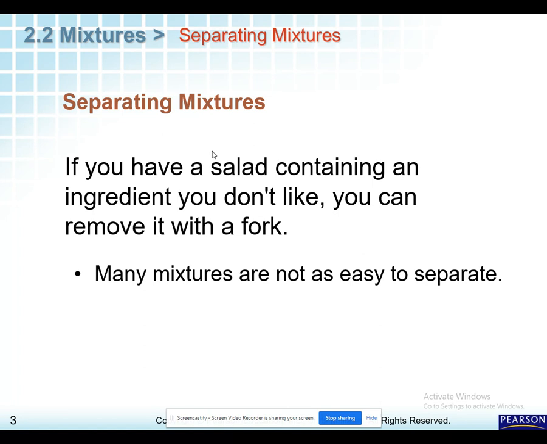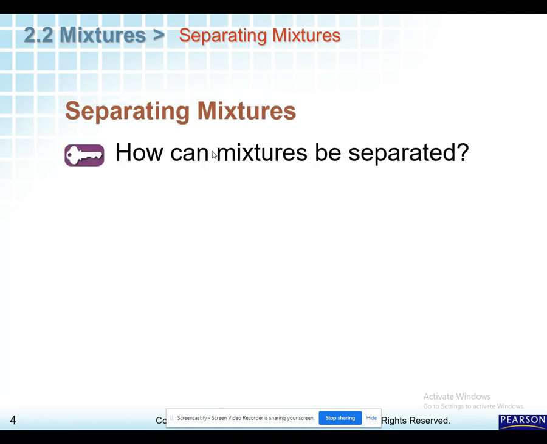If you have a salad and it has an ingredient that you don't like, all you have to do is remove it with a fork, or you can remove it with your hands. I hate croutons on my salad, so I always remove them and give them to my mom. So that's one way you can separate a mixture, but not all mixtures are that easy to separate. Okay. So how can mixtures be separated?